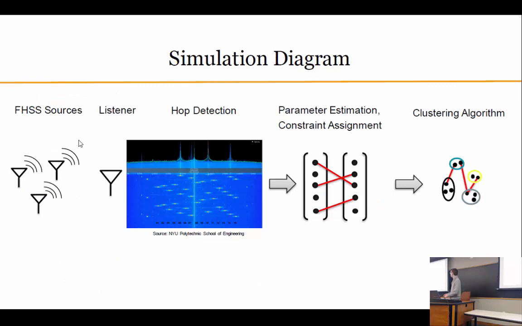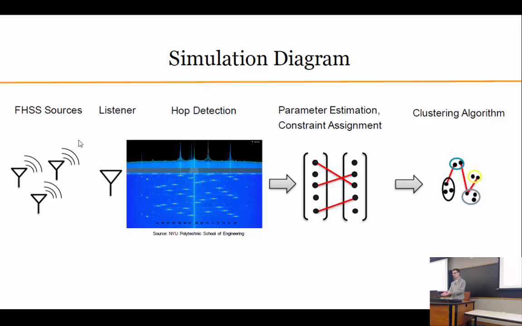So here's the block diagram of the scenario. We have multiple frequency hopping sources. They don't necessarily need to be frequency hopping. This algorithm will work with any type of signal in an environment. It's just that my interest is to actually separate hopping signals. Currently there's assumed to be just one listener, so there's no direction information at the moment.